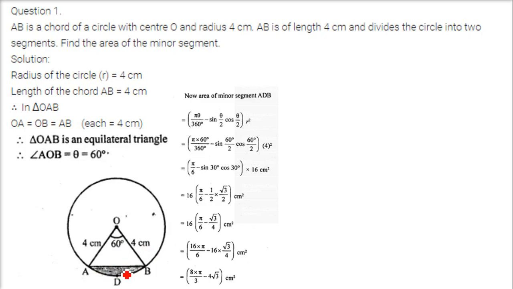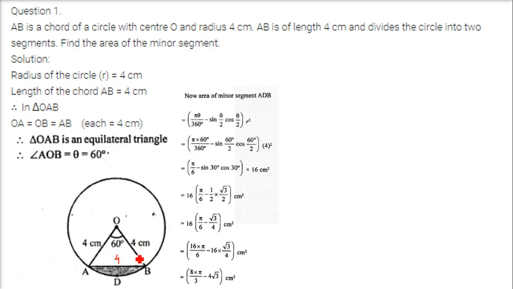And it divides the circle into two segments. So this shaded region is the minor segment and the other region is the major segment. Find the area of the minor segment. So here we have the direct formula which we can use directly. But first we have to know the length of the chord and the angle, because the angle is not known. See, in the question the angle is not given.